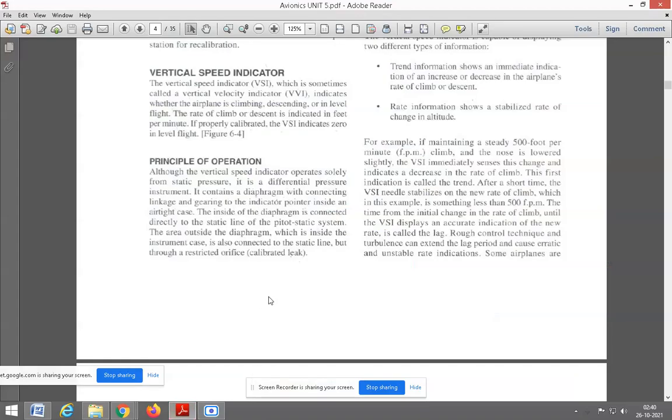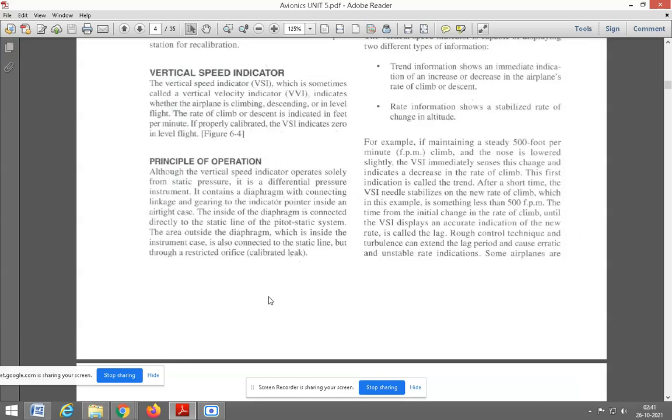Vertical speed indicator. The vertical speed indicator, which is sometimes called the vertical velocity indicator, indicates whether the plane is climbing, descending, or in level flight. So your plane's climbing, descending, and level flight will be indicated by your vertical speed indicator. The rate of climb and descent is indicated in feet per minute. If properly calibrated, the VSI, that is the vertical speed indicator, indicates 0 in level flight.